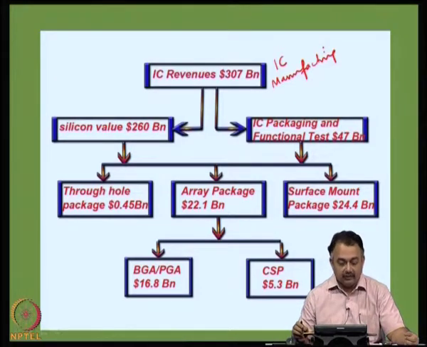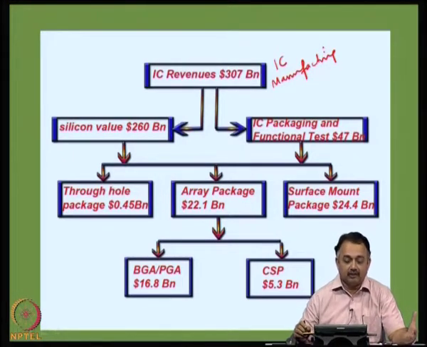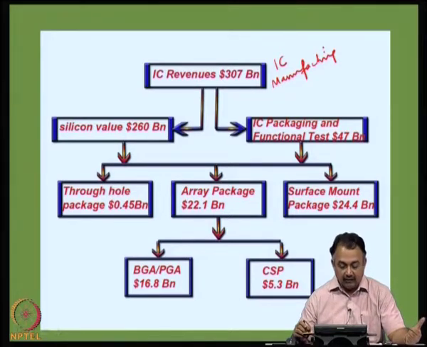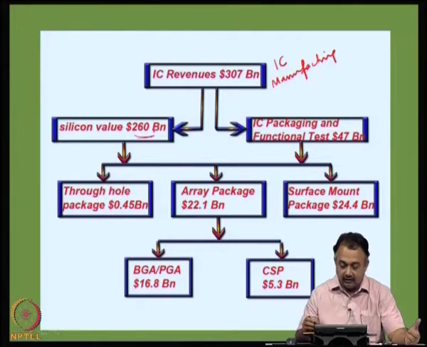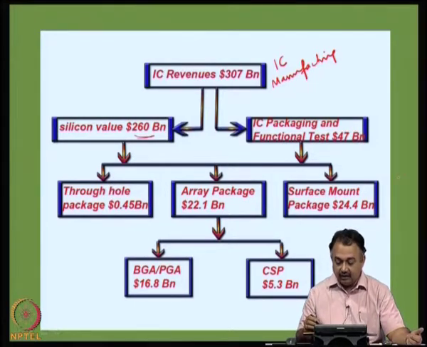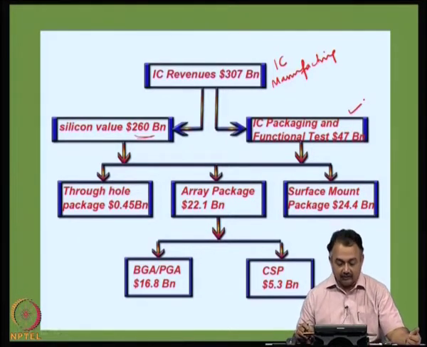Then we talk about silicon value in that, because IC does not really mean only silicon, there are other materials and processes involved. So, the silicon value out of that is about $260 billion. Then there is definitely a cost that involves IC packaging and functional test, which is about $47 billion.